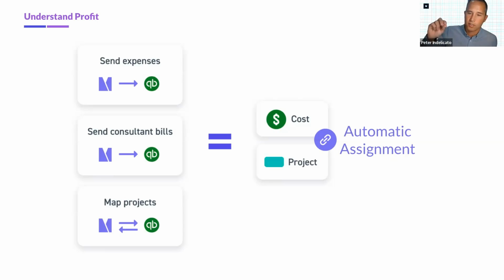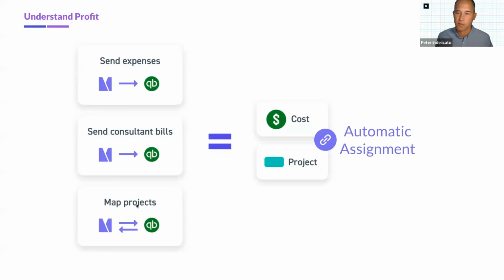And as you saw earlier, use that send to QuickBooks button to send those consultant bills over to QuickBooks. That's going to save you some time because when we look at the journal entries to pull those costs back in, we're going to know, hey, I recognize that consultant bill. I know which project it was part of, and we're going to automatically assign that to a project.